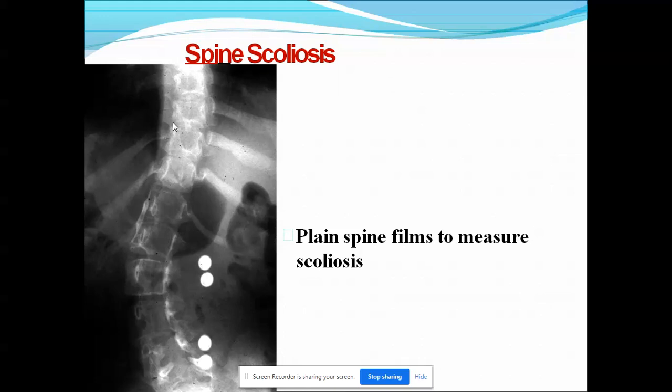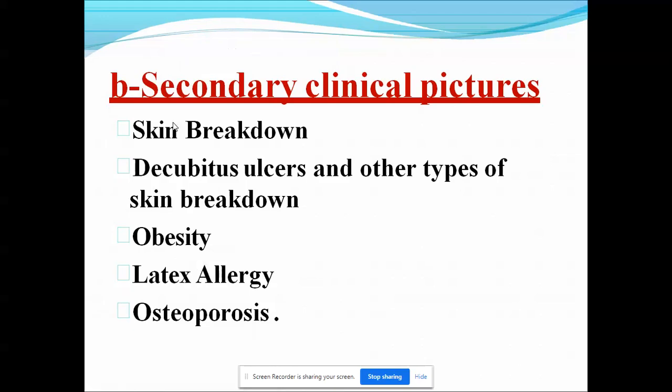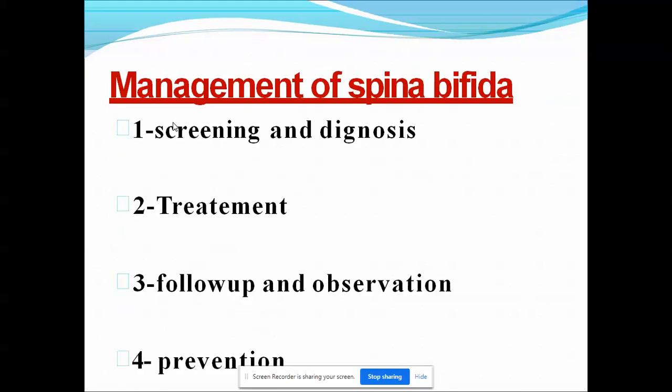Yes, this kind of scoliosis will be seen. In patients who have spina bifida, they can have associated scoliosis. Skin breakdown can be there, obesity, allergy, osteoporosis, and decubitus ulcers they may have.